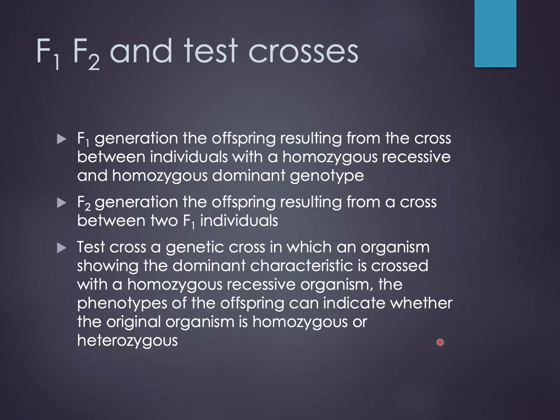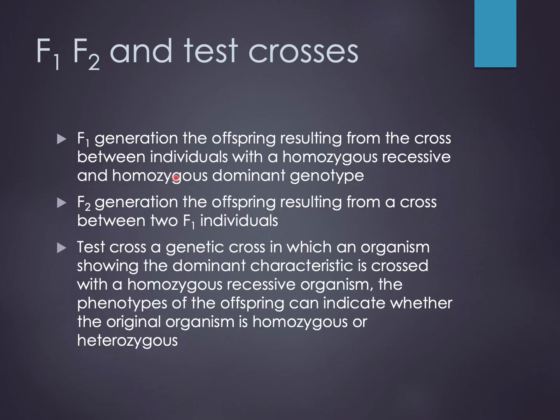Looking at an F1 generation, F2 generation, and test crosses, your F1 generation is the offspring that result from a cross between individuals. It doesn't necessarily have to be a homozygous recessive and homozygous dominant genotype. It just means that there was a parental cross that gave us an F1 generation.